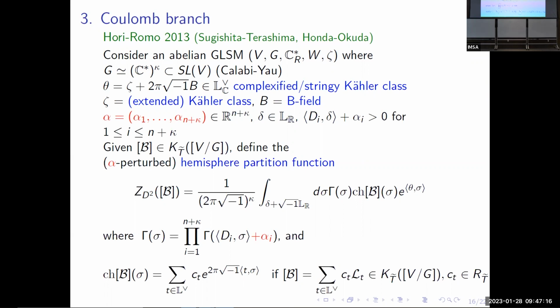If the alpha i are all 0, maybe I'll first say this. Basically, we consider some contour integral on the Lie algebra of the gauge group. It's a complex kappa-dimensional space, and the contour is like you take the purely imaginary part. Under the exponential map, this will be mapped to the maximal compact subgroup, but you shift it by delta, and the delta and d_i and alpha_i should satisfy these properties. Then, given any b, the integral is defined in this way.